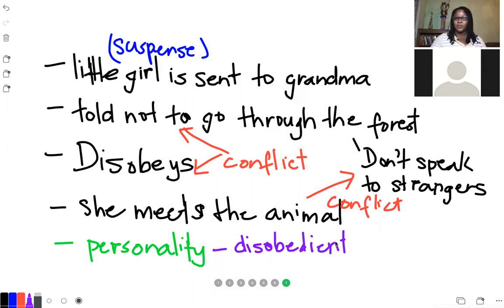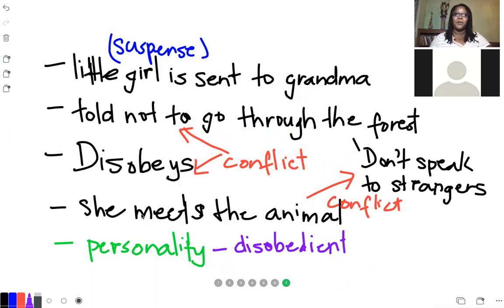Now, it could have been a case where her mother would have said to her, I know that you don't like to follow rules and instructions. Do not go through the forest. That would have been the mother telling us that she was disobedient, right? It could have been the little girl herself saying, mommy is quite okay, I am going to do what I want to do. Based on what she said, you would have been able to say she's disobedient. In this case, however, mother didn't say anything. But based on what she does, we can pick up that she has a disobedient personality or temperament.